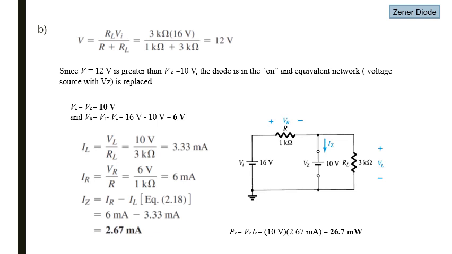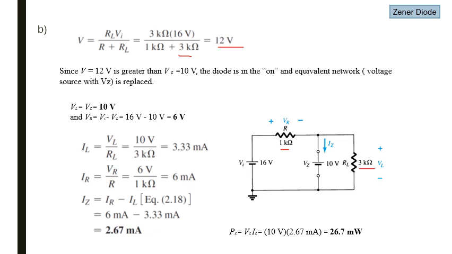Now in part B, we have RL equal to 3 kilo ohm. Let's calculate V again by substituting an open circuit at the point of the Zener diode. Calculating V will give us 12 volt. If you replace RL with 3 and multiply it with Vi, which is 16 volt, over 1 kilo ohm, the value of this resistor, plus 3 kilo ohm, the load resistor, we will get 12 volt.